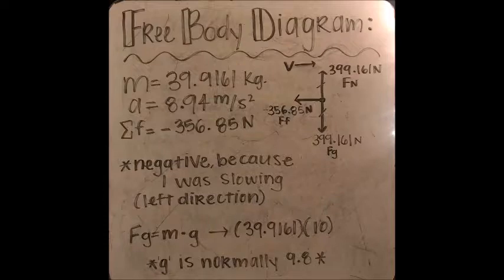Gravity is usually equal to 9.8, but in this case we were able to round to 10. Then I added my net force to the diagram at force of friction. It is negative because I was slowing or accelerating in the left direction.